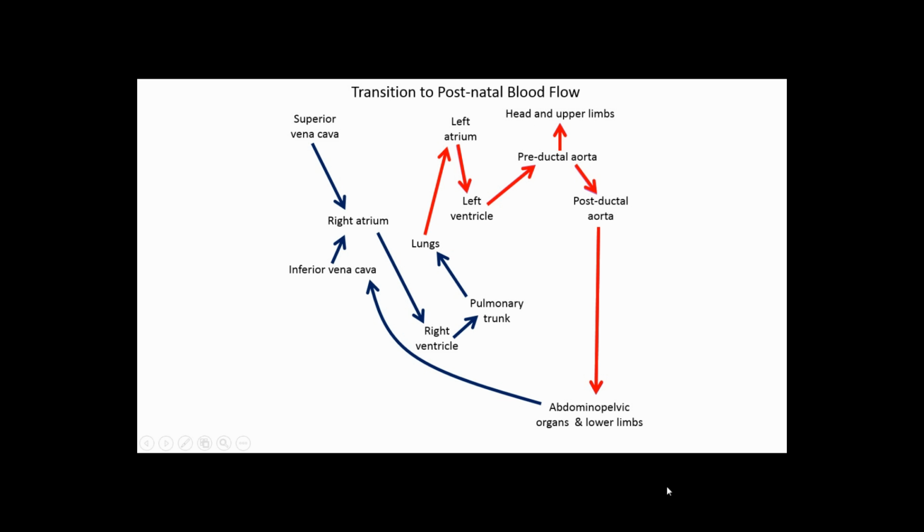And at this point, we've got the mature circulation. Well oxygenated blood from the lungs to the left side of the heart and out to the body. Poorly oxygenated blood from the body back to the right atrium to get to the lungs. And that is human circulation.